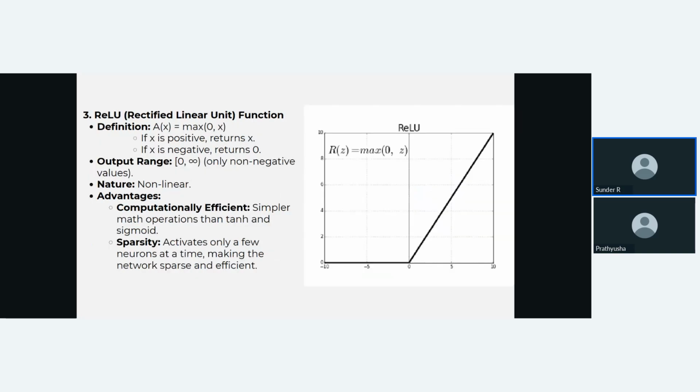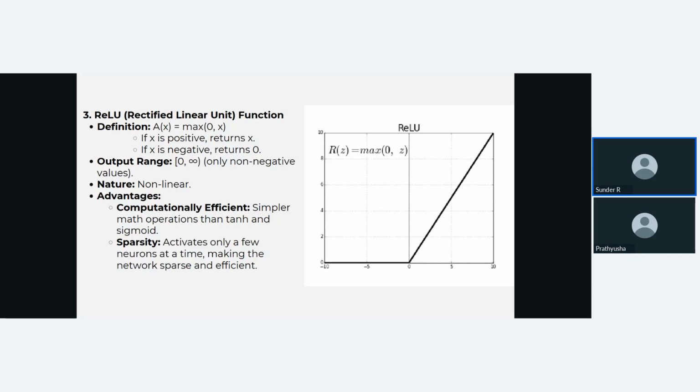Next we have the rectified linear unit function. This is very, very important. This will be used in all our hidden layers, maximum it will be used in our hidden layers. Whatever x value you get, it is going to consider the positive value itself.